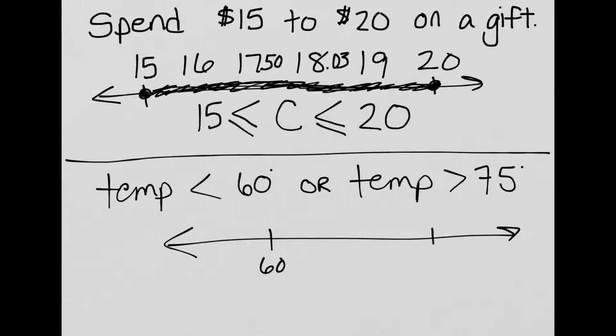Well, there's the 60 and there's the 75. The alarm will go off if it's less than 60 degrees or if it's greater than 75 degrees. They don't have to be both true at the same time. How could the temperature be both less than 60 and greater than 75? It can't. They don't have to both be true at the same time.